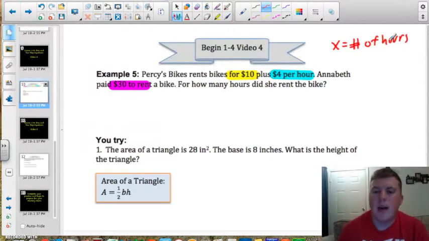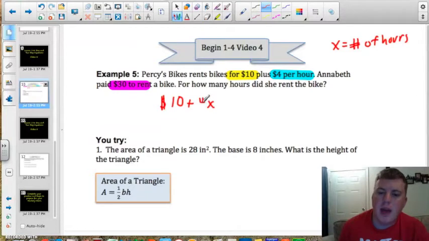So now let's see if we can come up with an equation for this. Now, we know that no matter what, no matter how many hours she had it, Annabeth rented the bike and paid $10. What we don't know is how many hours that she rented it. But we do know that for each one of those hours, she had to pay $4. So we have the $10 that's not going to change no matter what. And then we have $4 for every hour she rented it. And we know that she spent a total of $30.